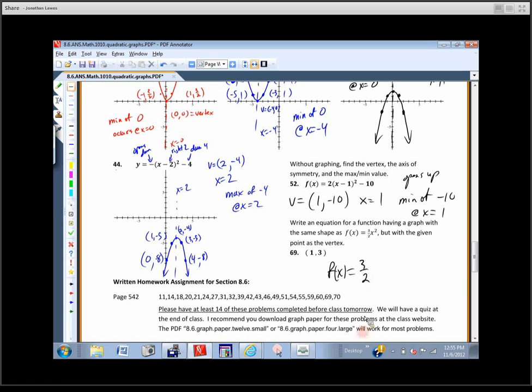It's got to have a 3/2, right? How do we make something move up 3? Okay, add 3 outside the parentheses, so on the end. How do we make it move to the right 1 unit? -1. Okay, so we're going to do x minus 1.